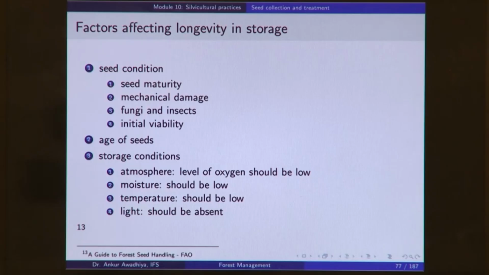Then age of the seeds and the storage conditions. What is the atmosphere where the seeds are being stored?